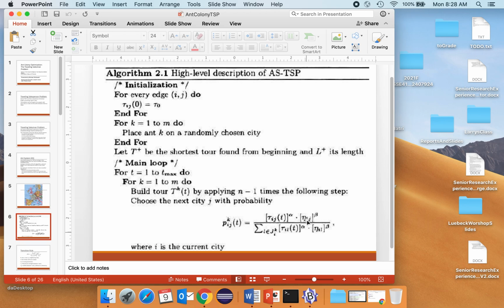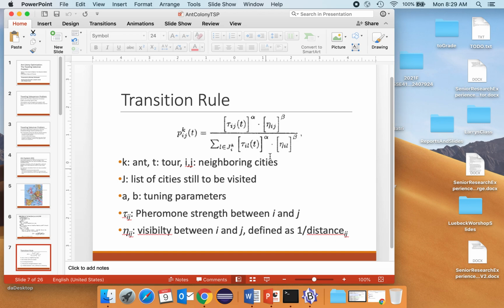Again, the visibility doesn't change. These alpha and beta tuning parameters, I apologize, help us bias it towards visibility or the pheromone strength. And what we do over here is we just look at the sum of all of these values here to normalize it. So we just simply normalize this thing. So that's the transition rule. Again, what I just mentioned to you is explained over here.